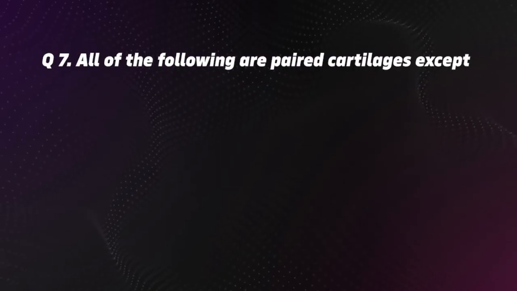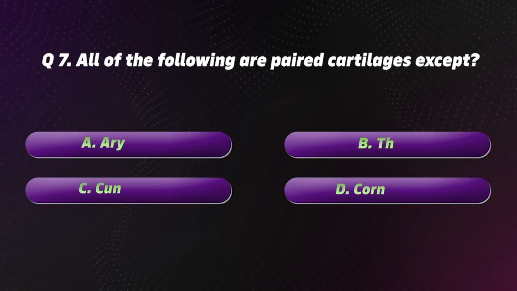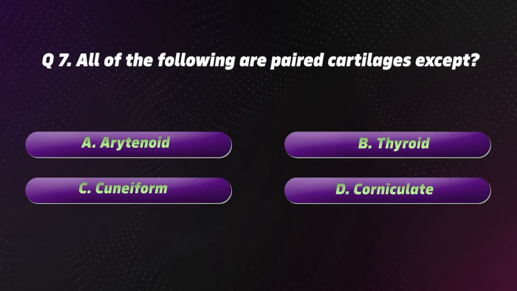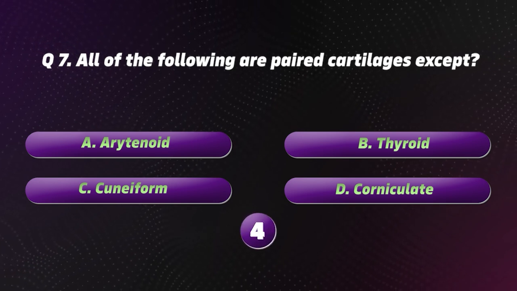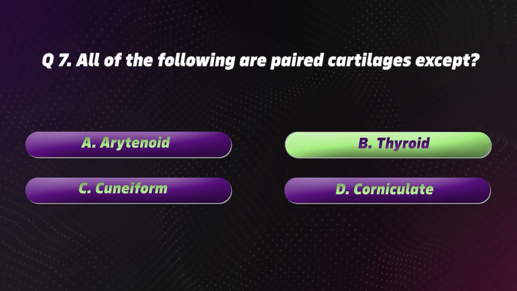Question 7. All of the following are paired cartilages except? Here are the options. A. Arytenoid. B. Thyroid. C. Cuneiform. D. Corniculate. And the correct answer is option B, thyroid.